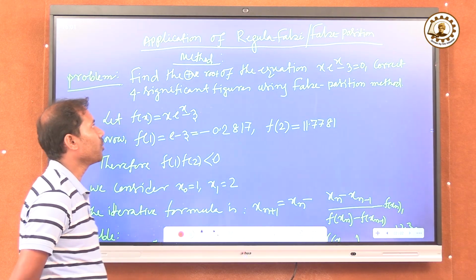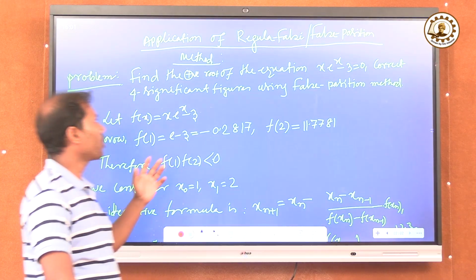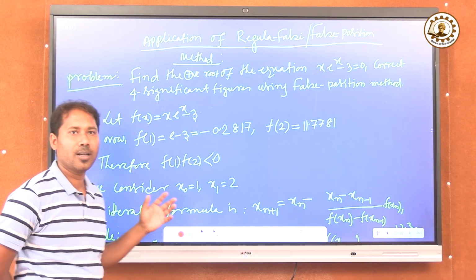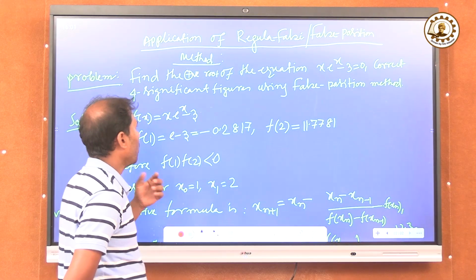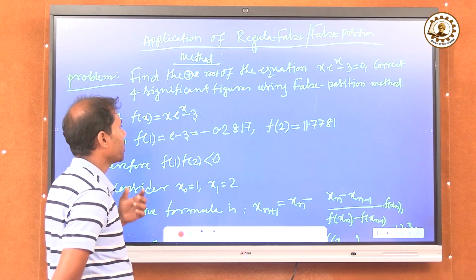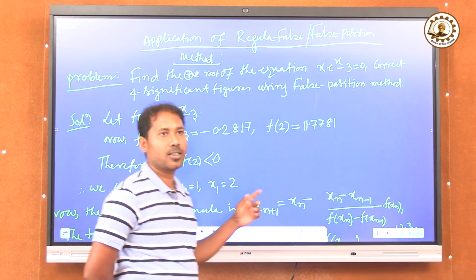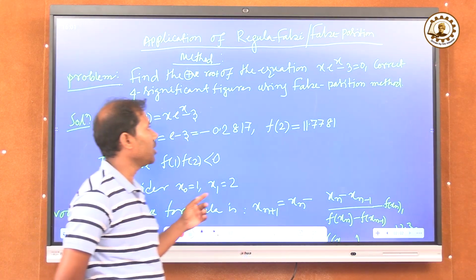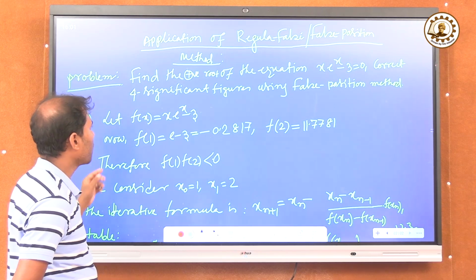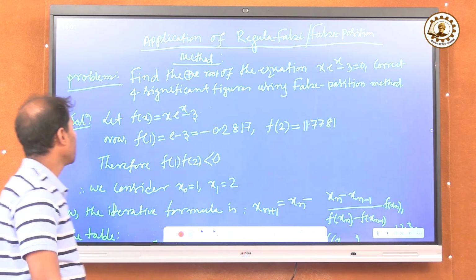In this video, I am going to discuss the application of the Regula Falsi method, or false position method, to find the root of a nonlinear equation. We discuss it with an example. Find the positive root of the equation x e^x - 3 = 0, correct up to 4 significant figures, using the false position method.